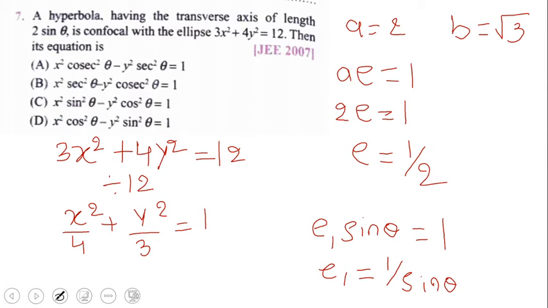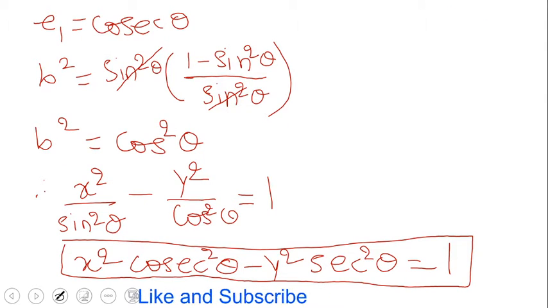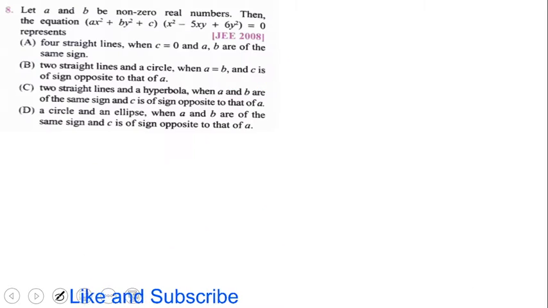x² cosec²θ − y² sec²θ = 1. Therefore option A is the right answer. This is the first page solution. This is the second page solution. Okay, we'll move to our next example.